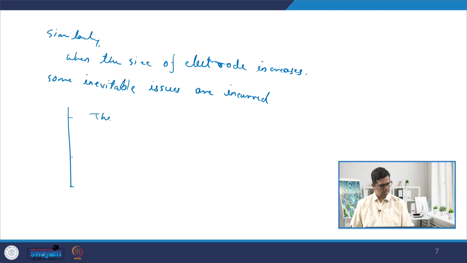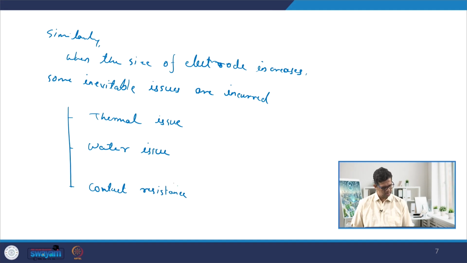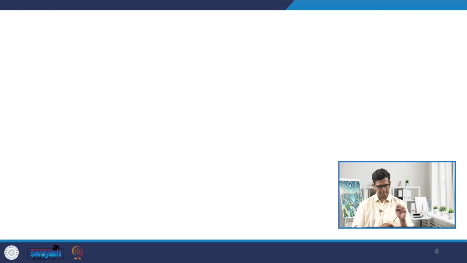One is thermal issue or thermal management. Then we have water issue or water management. And then third is contact resistance, which is basically the contact between the electrode and bipolar plate, and that is what leads to the contact resistance. So let's first discuss the thermal issue or thermal management.